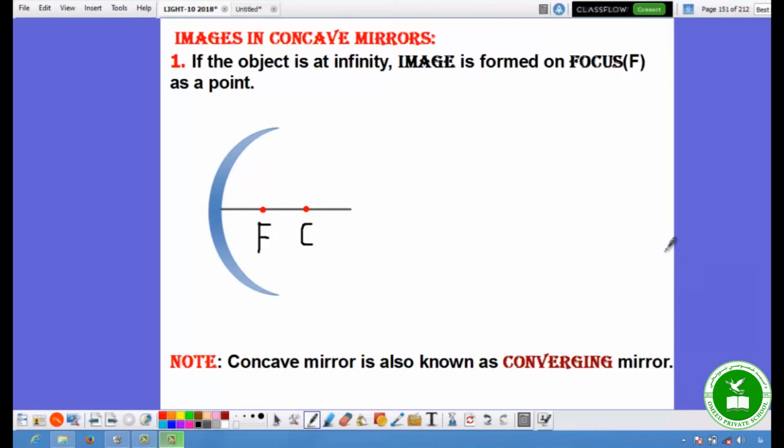In this class we are going to cover some remaining topics of 10th grade physics. As you know, dear students, in previous classes we covered special rays in concave and convex mirrors, and we also discussed the importance of those rays. Today we are going to talk about image formation in spherical mirrors. First of all, image formation in concave mirror.